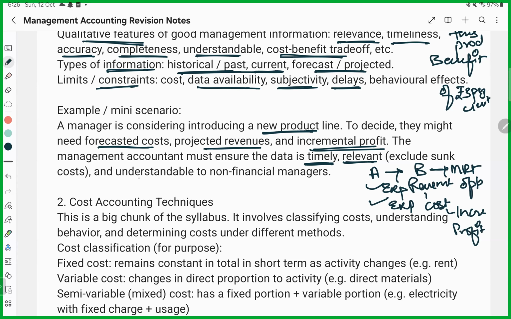And the information should be understandable to the non-financial managers. So the expected revenue that the company is generating and the expected cost that will be required should be understandable to the non-financial managers, meaning the sales team, the sales manager, and the operations manager, so that they can understand what the information is that the company is actually talking about. What is the number of units that the operations team has to manufacture? What is the number of units that the sales team has to sell in the market to achieve the incremental profit?